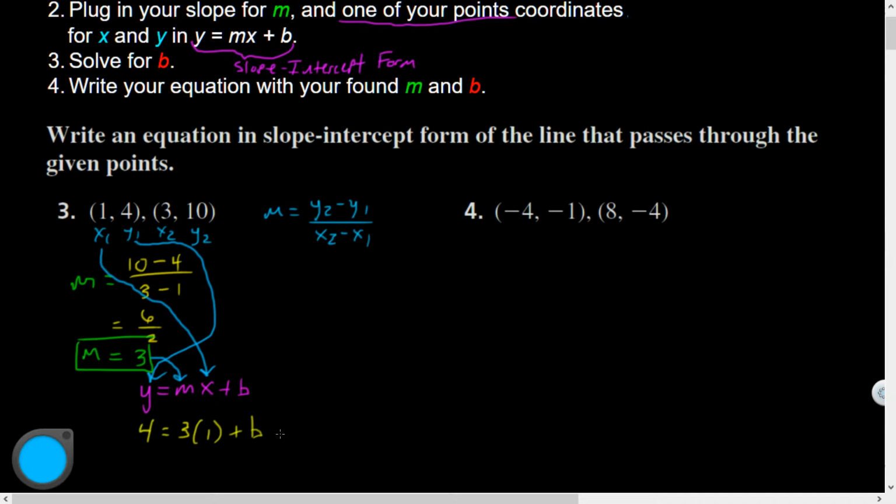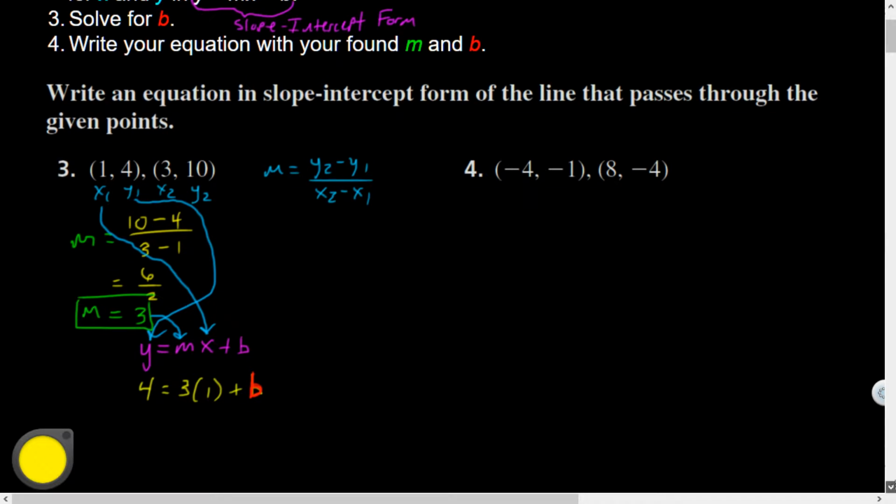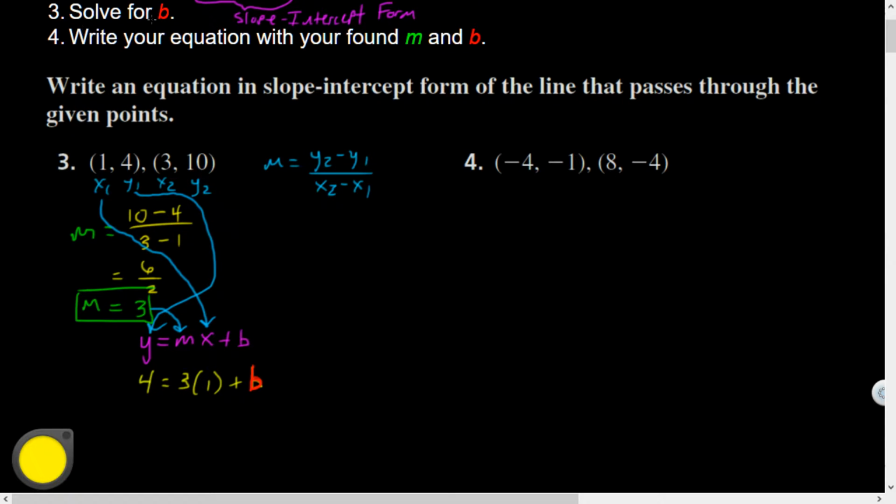I plug in what I know, and notice what's the unknown that I have here? I have the b that I'm going to solve for, the y-intercept. Plug in what I know, solve for what I don't. That's their next step, solve for b. So I'm going to have 4 equals 3 plus b. How do I get b by itself here?